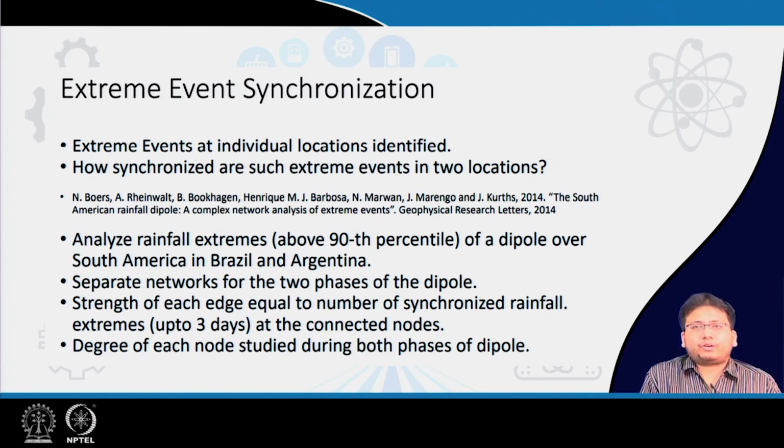For nearby locations, of course, this might be trivial, as we have already seen that extreme events tend to be spatially clustered. But suppose we are considering locations that are far off from each other, then it is not very straightforward to see that an extreme in one location will impact the extreme in the other location. But such things also happen, and they can be identified with this kind of network.